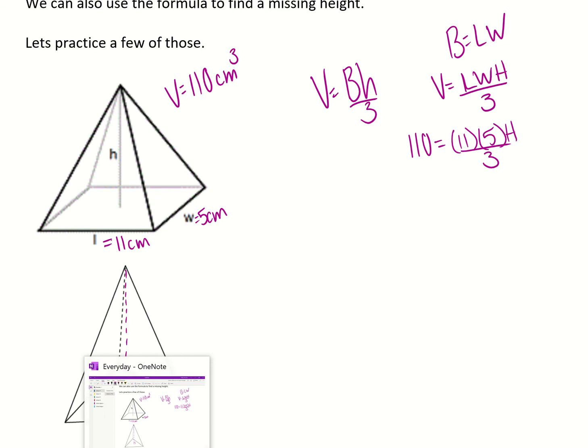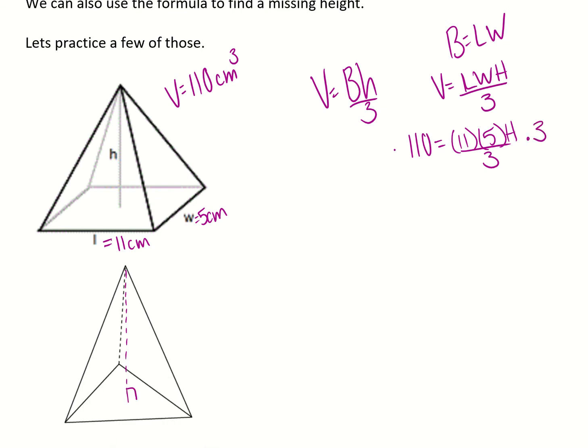Okay? So we're going to multiply by 3 on both sides. And by doing this, we eliminate this denominator. And we're left with 330 is equal to, I'm going to go ahead and multiply 11 times 5 as well, which gives us a 55h. Okay, is everyone following so far? Any questions? Please comment either under this video or bring your questions on Tuesday.